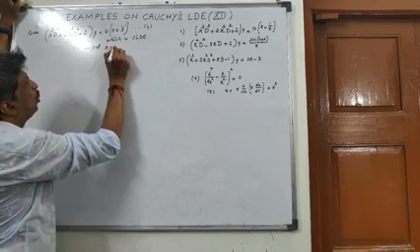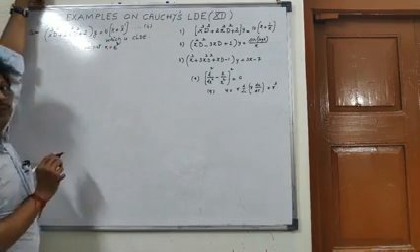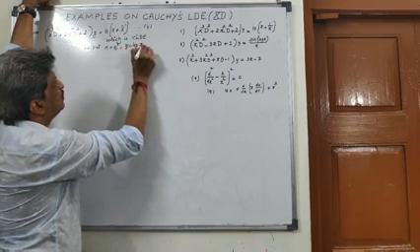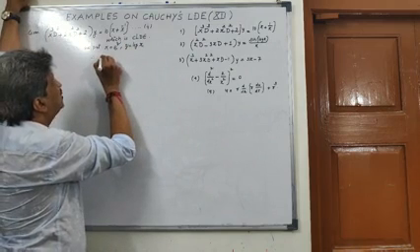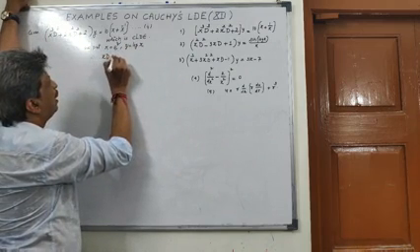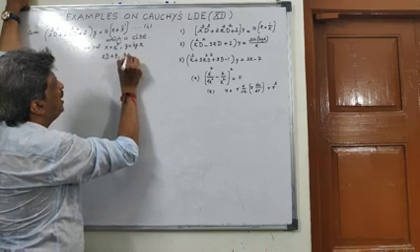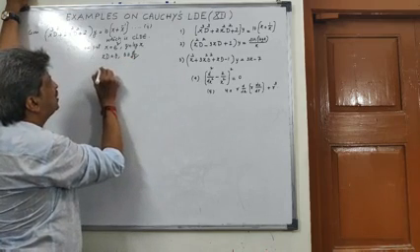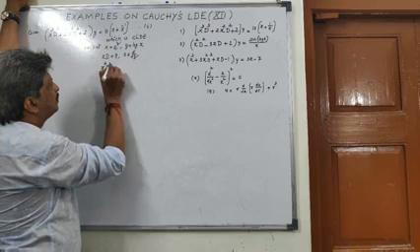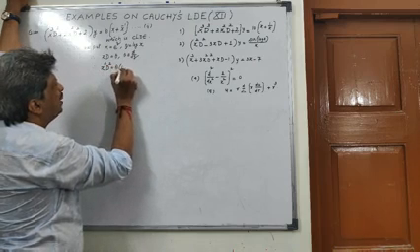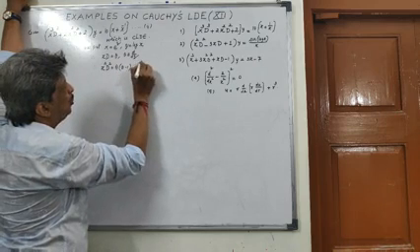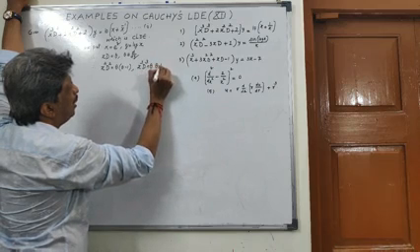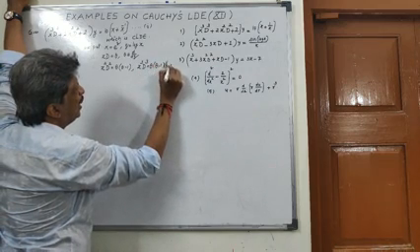We put x is equal to e raised to power z, so that z is equal to log of x. Therefore, xD is equal to theta, where theta is d by dz. x square D square is theta into theta minus 1, and x cube D cube is theta into theta minus 1 into theta minus 2.